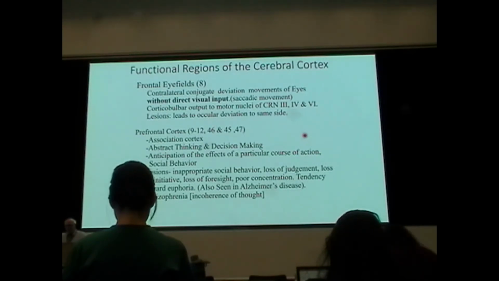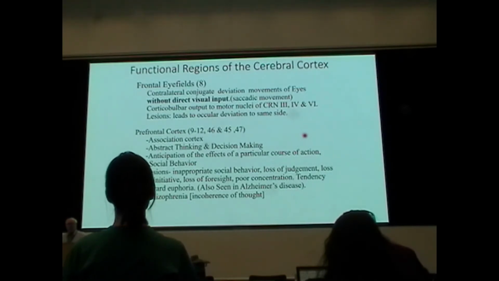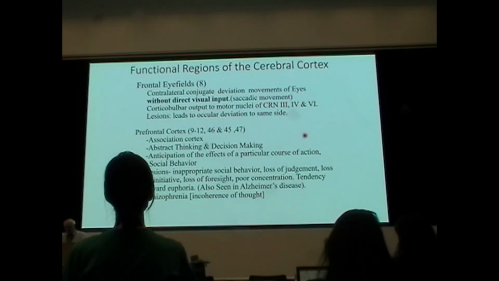Lesions: inappropriate social behavior, loss of judgment, loss of initiative to do anything, loss of foresight, loss of the ability to see what the consequences of your actions are. Poor concentration, maybe, but usually isn't totally linked to things like developmental speech in relationship.